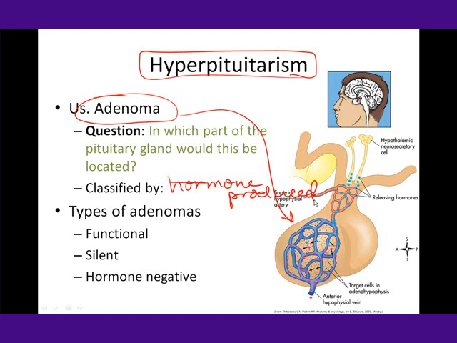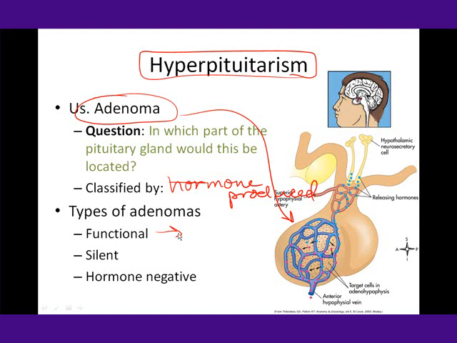There's also another way we can identify or type the adenomas. They can either be functional, silent, or hormone negative. A functional adenoma is one in which the hormone that's being overproduced causes some sort of clinical effect in the patient. So we start to see signs and symptoms that indicate that we have overexpression of a particular hormone.